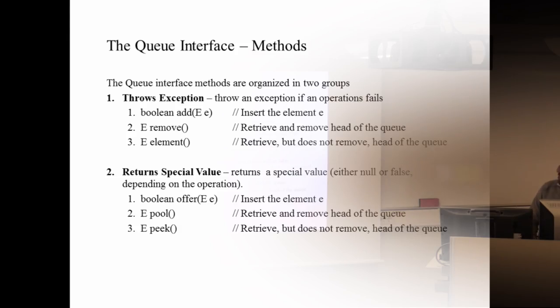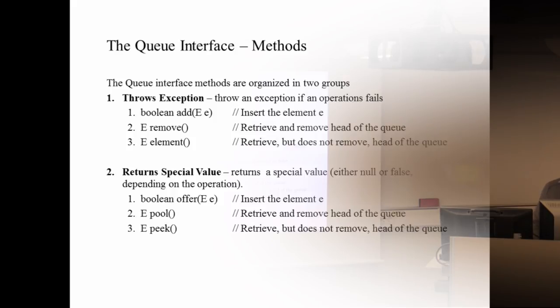And the queue interface methods, if you see here, they are mainly divided into two groups. The first group is what we call throws exception, and the other one is the special values. The difference between them is that in throws exception, if there is some problem and the operation fails, it will throw an exception. On the other hand, the other one will not throw the exception, but it will return a special value, either null or false, depending on the operation.